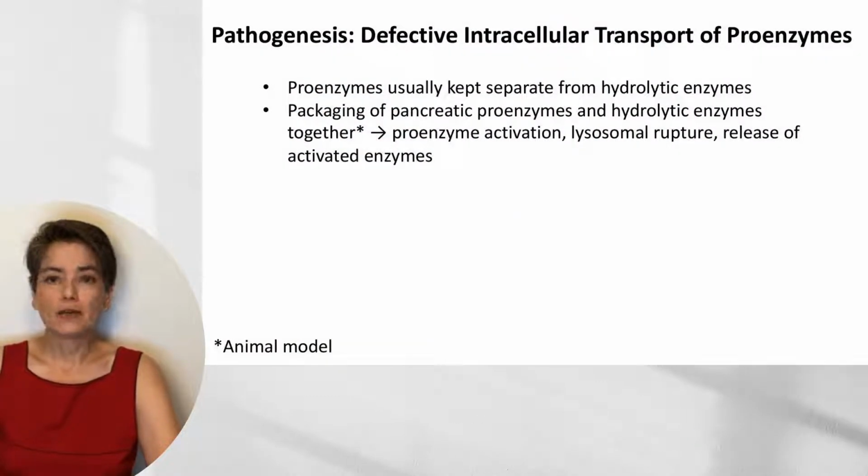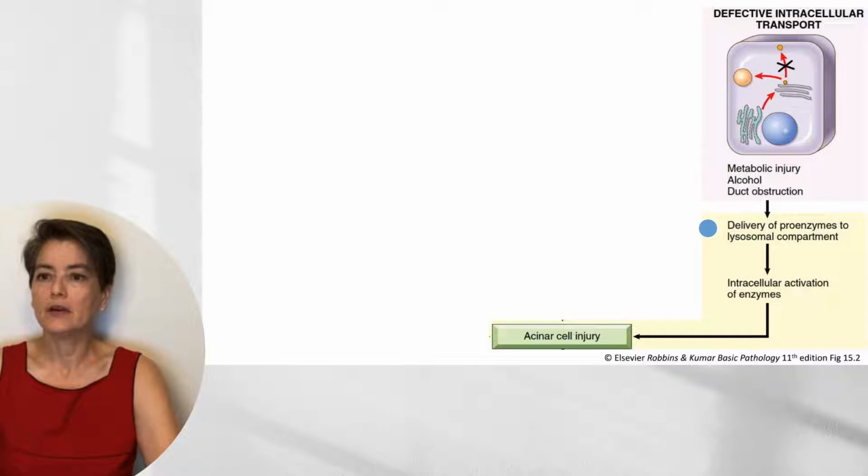Now, this brings us to the final arm, which is defective intracellular transport of proenzymes, and this is based on an animal model. So, as you know, proenzymes are usually kept separate from hydrolytic enzymes because otherwise they would be activated. And if we have some sort of defect in intracellular transport, we'll get the packaging of pancreatic proenzymes at the same place as hydrolytic enzymes, and so this can cause activation. We'll get proenzyme activation, lysosomal rupture, release of activated enzymes, and you guessed it, acinar cell injury. So here's what we can see here, and you'll see alcohol as a component here as well, intracellular activation of enzymes, and our acinar cell injury.